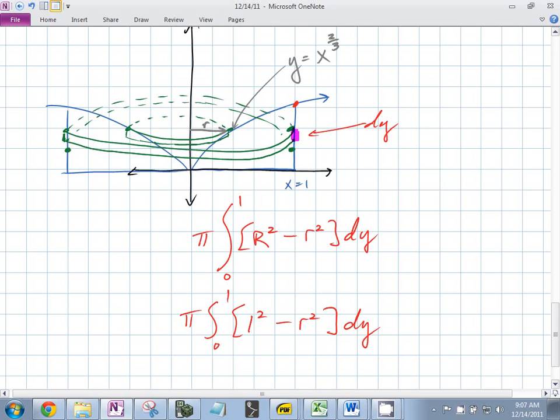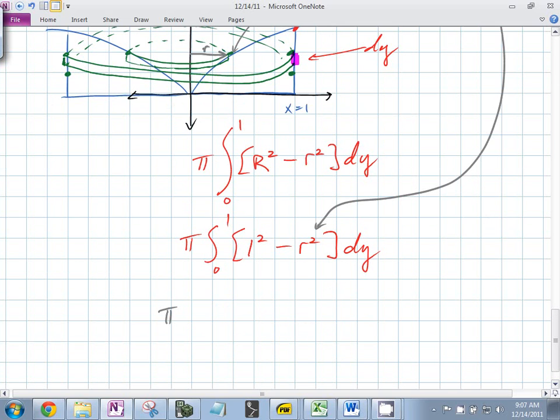So what do we need to solve for? What does that mean? y equals, x equals what? y to the 3/2. Exactly. You take this, and you end up with pi, integral from 0 to 1 of 1 minus y to the 3/2 dy. Is that something you can definitely solve?